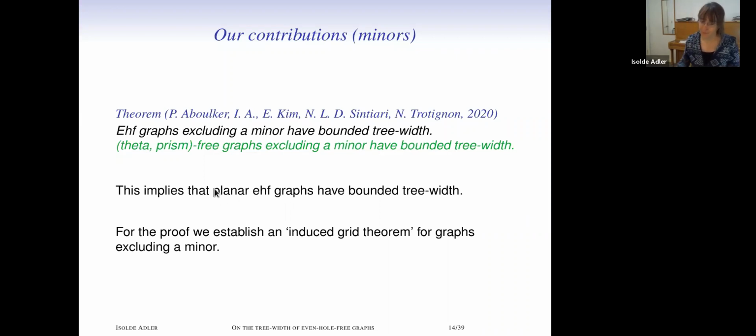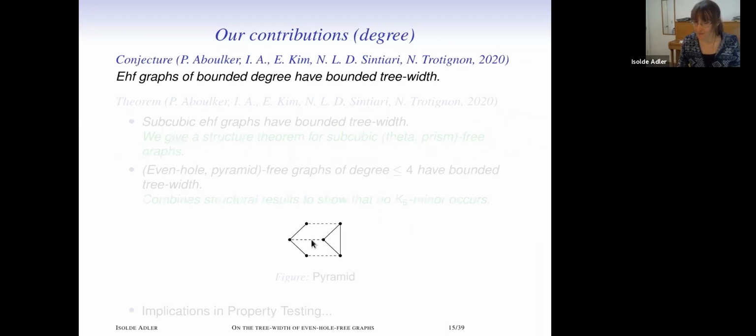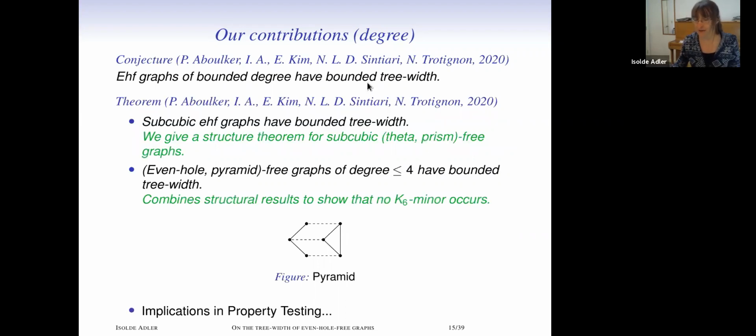For the proof, we establish a sort of induced grid theorem for graphs excluding a minor. So for a graph class excluding a fixed minor, we prove a kind of grid theorem, which I will speak about a bit more in a bit. Let me speak about the other part, the bounded degree. In the paper we have a conjecture saying that even-hole-free graphs of bounded degree have bounded tree width. And we proved restricted versions of it. If we have a degree bound of 3, we prove it's true. So subcubic even-hole-free graphs have bounded tree width.